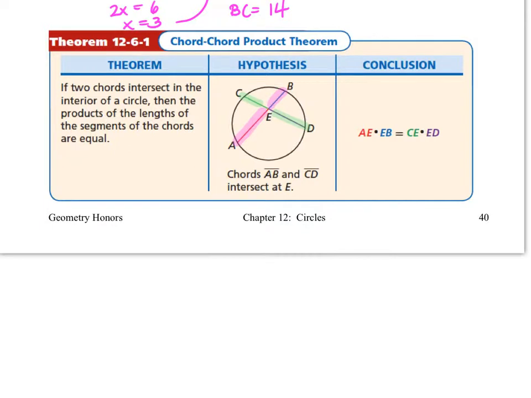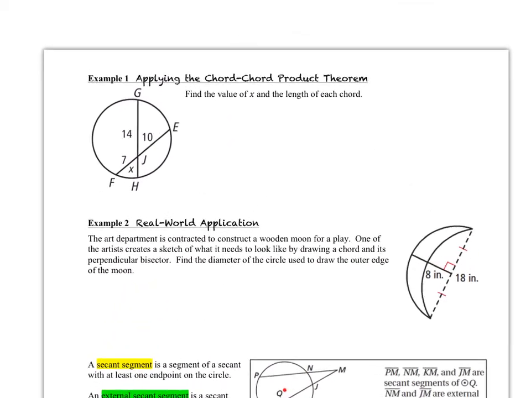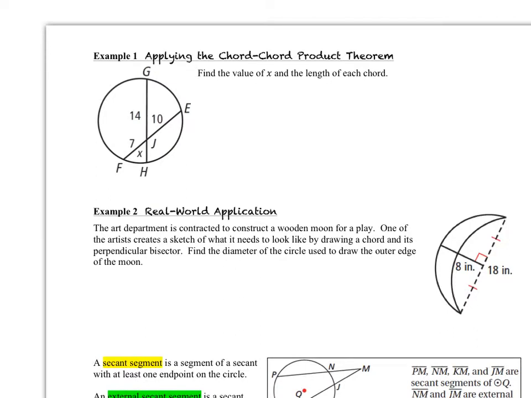This is going to allow us to do some problem solving. So let's take a look at example number 1. All right, on example number 1, we're going to use this circle, and it says find the value of x and the length of each chord. Now we just said we know that we can multiply this times this, and it's going to equal this times this. All right, so that means EJ times JF is going to be equal to GJ times JH.